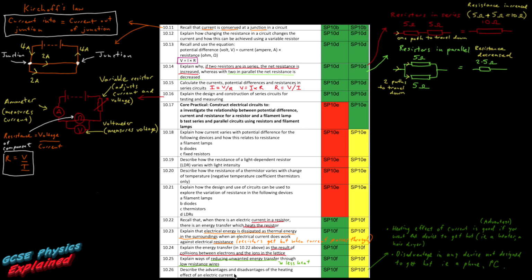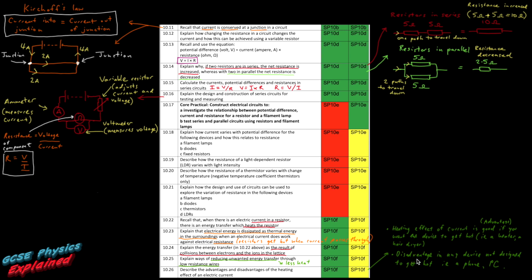10.26. Describe the advantages and disadvantages of the heating effect of an electric current. Well, heating effect of current is an advantage, it's good, if you want the device to actually get hot. For example, if you're using a heater or a hairdryer, the electrical energy will get turned into heat, which is good because that's what you want.